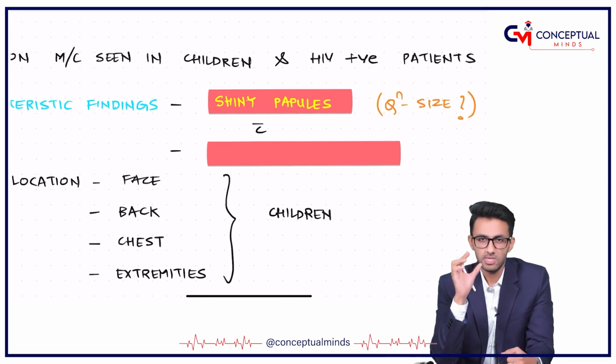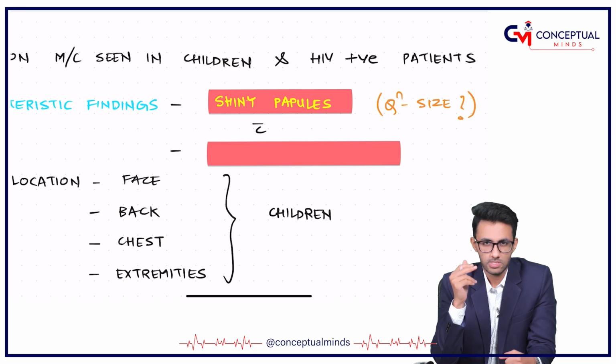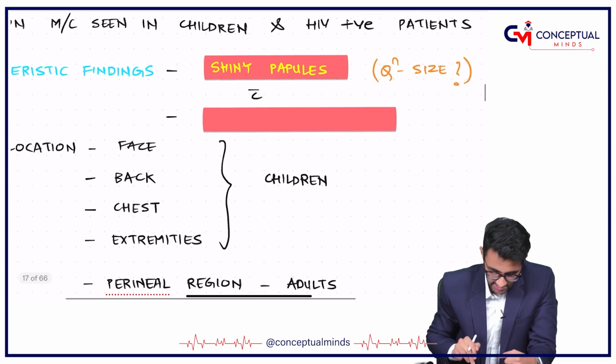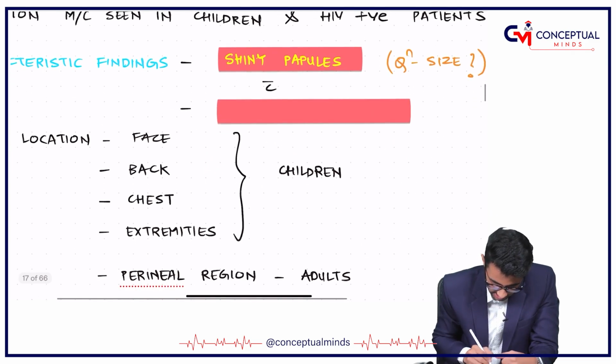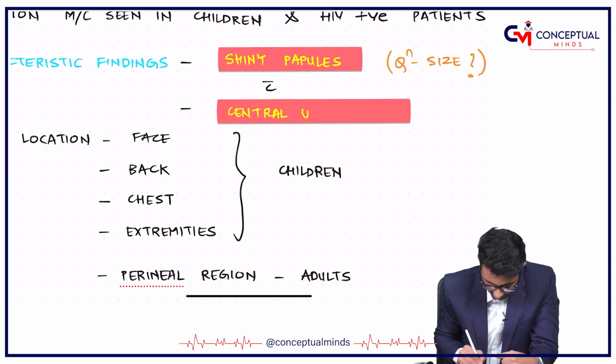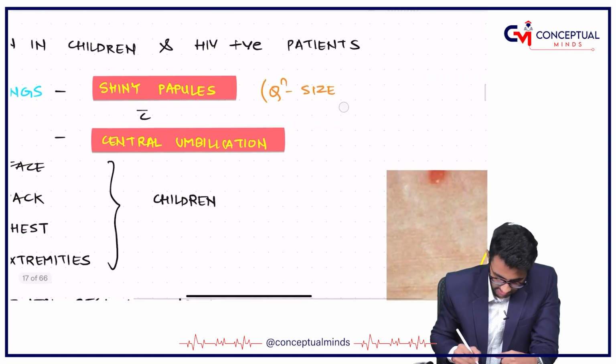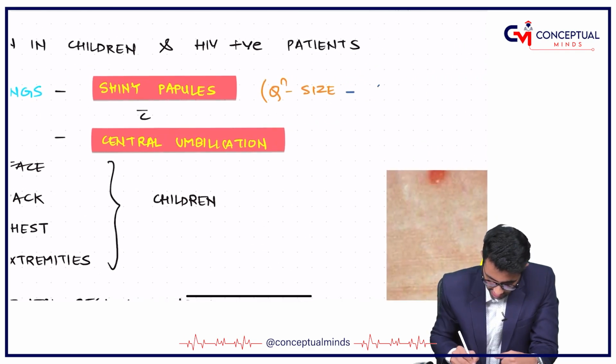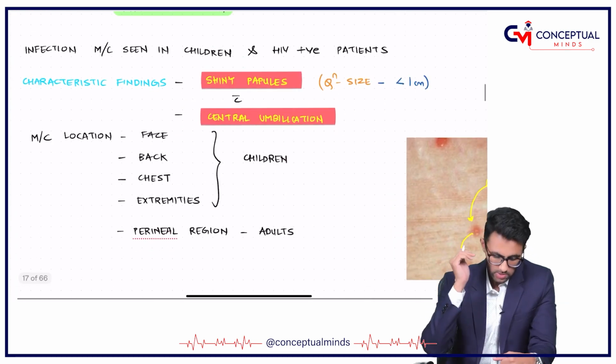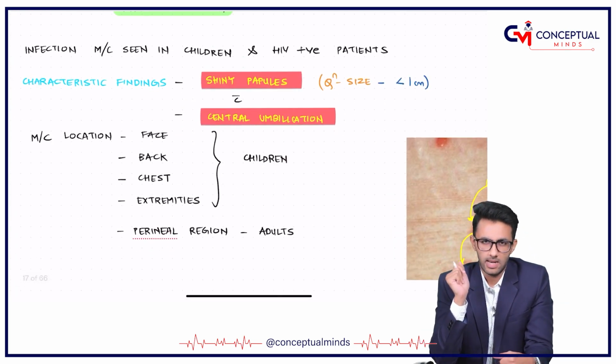So we are using the word papules. My question to you is, what is the size for which the term papules can be used? Please do answer that. Shiny papules with central umbilication. Okay, and the answer to this question is, the size is less than 1 centimeter. So these are the characteristic findings of Molluscum contagiosum.